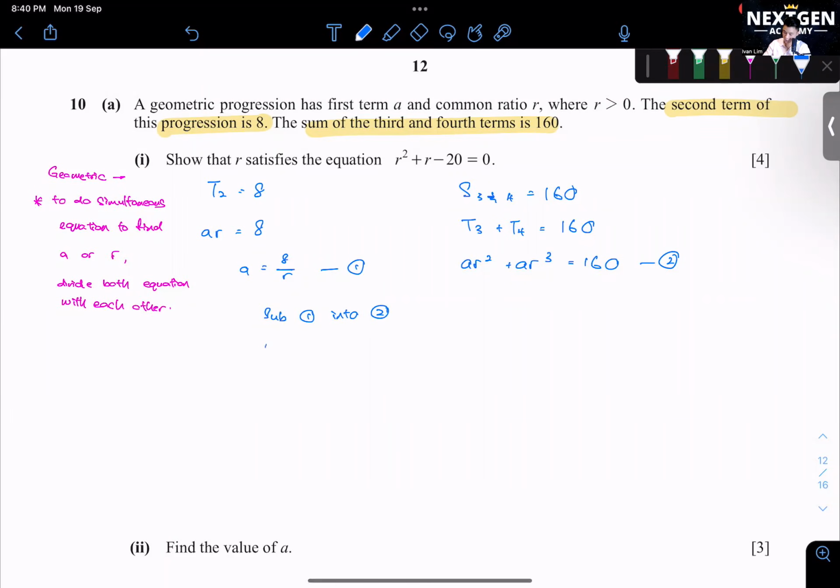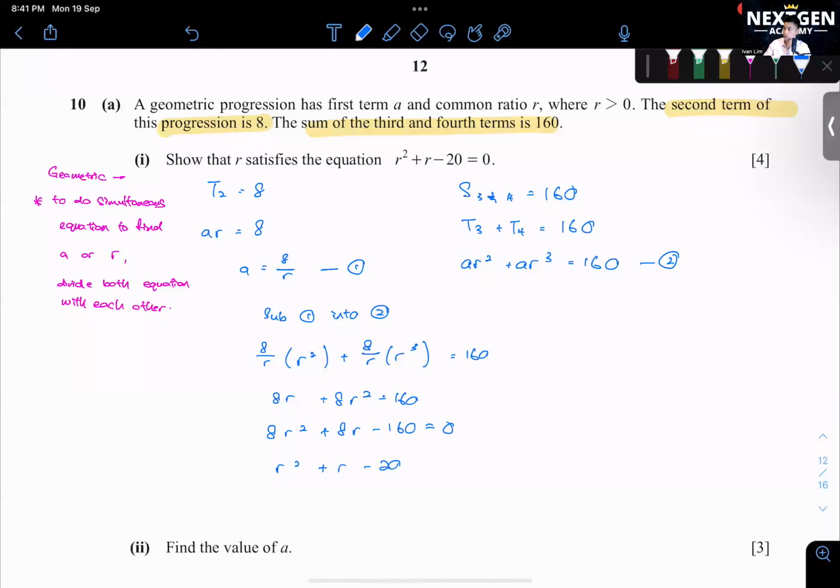So sub it in: 8R times R squared, plus 8 over R cubed, equals 160. Simplify it, we will get 8R plus 8R squared equals 160. 8R squared plus 8R minus 160 equals 0. Divide the whole equation: R squared plus R minus 20 equals 0.